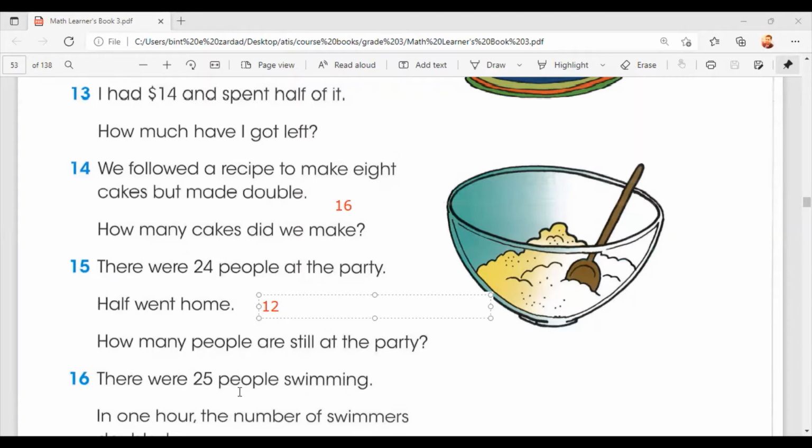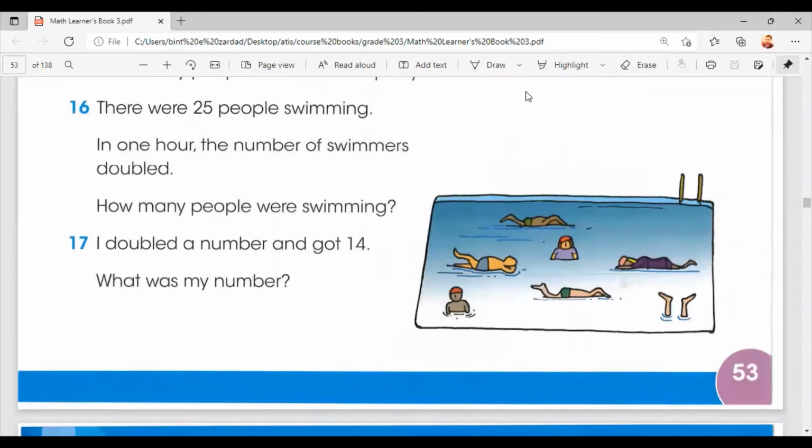There are 25 people swimming. In 1 hour, the number of swimmers doubled. There were 25 people swimming, in 1 hour, double. How many people? 25 plus 25, 50. So it means 50 swimmers.